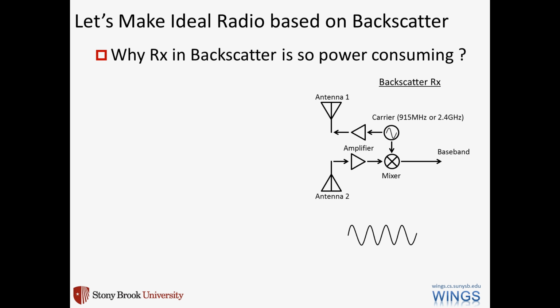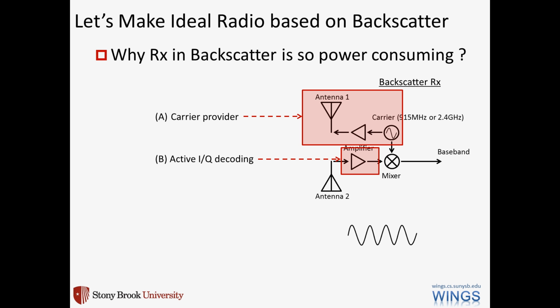Why is RX in backscatter so power consuming? If you look at the backscatter RX of the tag, it consists of a carrier provider that provides the carrier to write on the tags. The tag is a backscattering device, and the receiver also consists of active IQ decoding. It usually has a 10-bit ADC, which consumes milliwatt level.